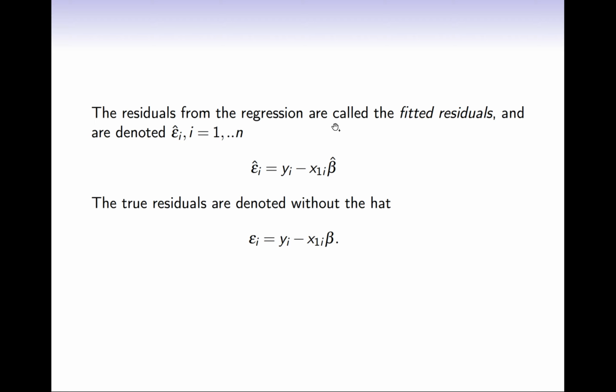The residuals from this regression are called the fitted residuals, and that's when we use beta hat here. We denote that epsilon i hat. The true residuals, on the other hand, we would write without the hat, and here we put the actual beta. So the true residuals we don't know because we don't know the true beta. But the epsilon hats we do know, because we have the beta hat from solving the OLS problem and we can construct epsilon hat.